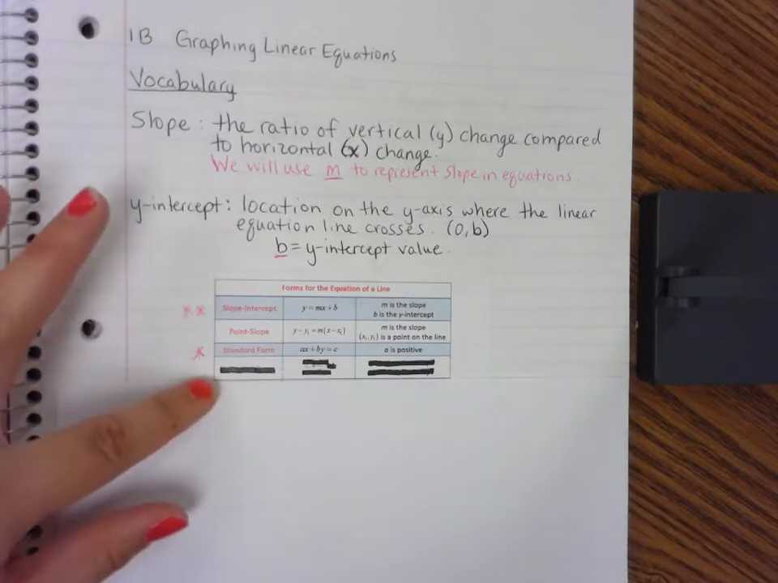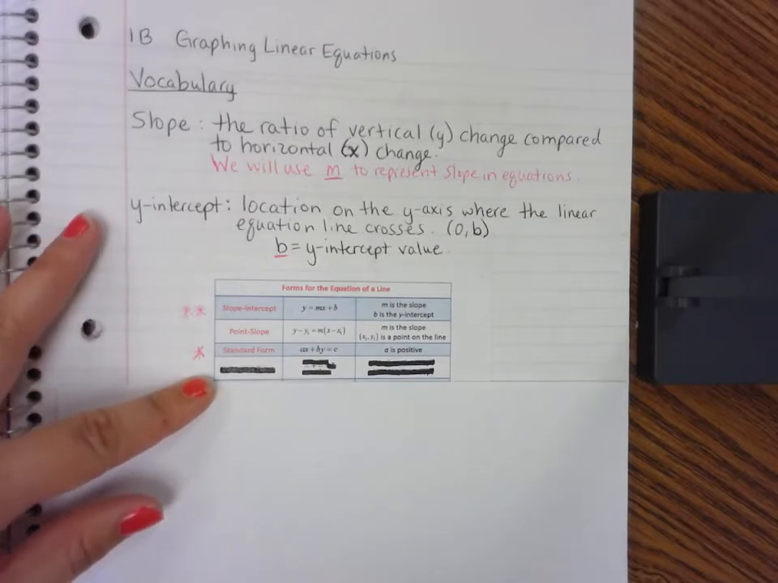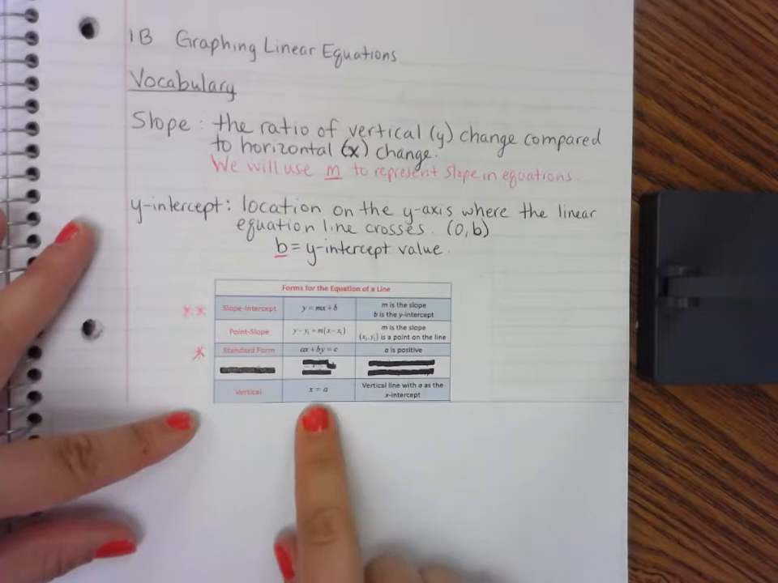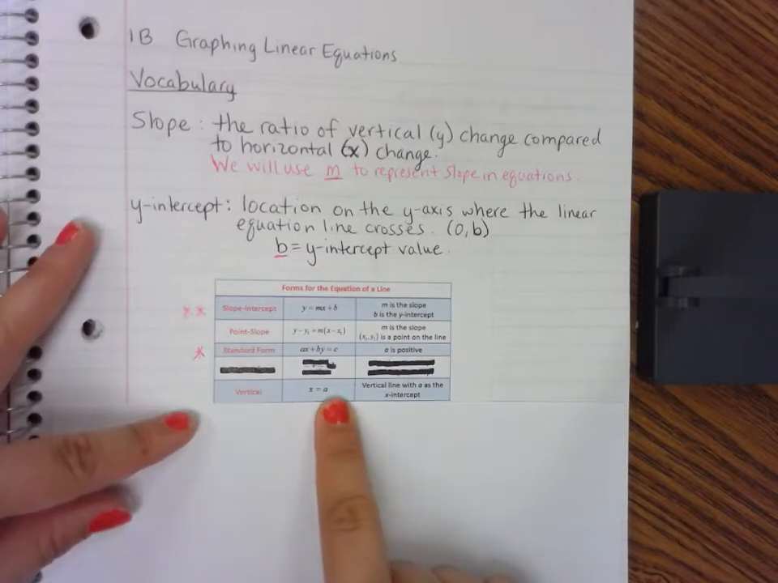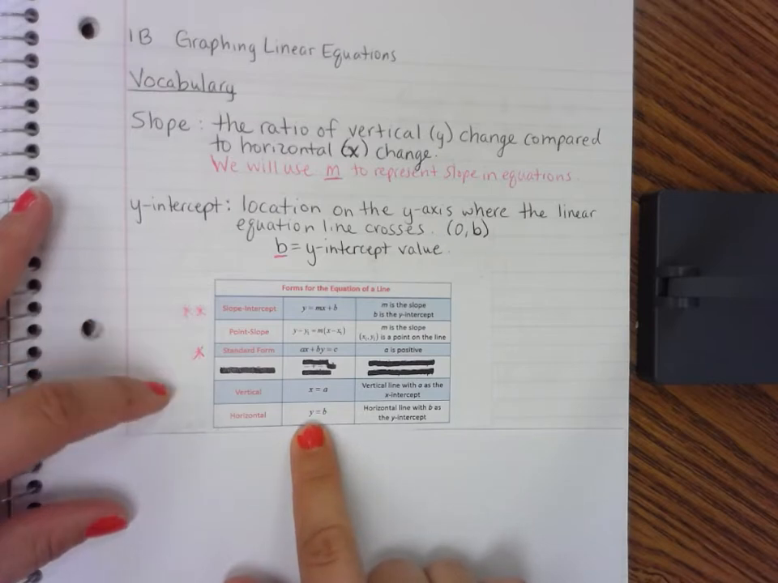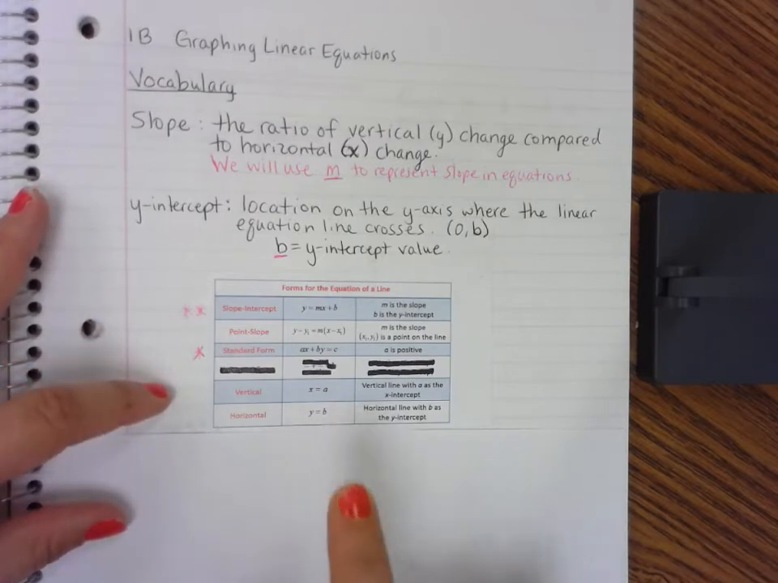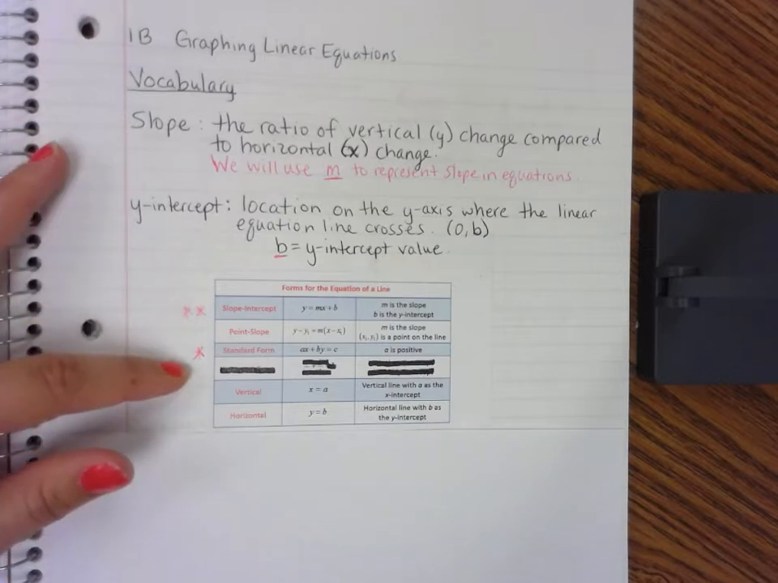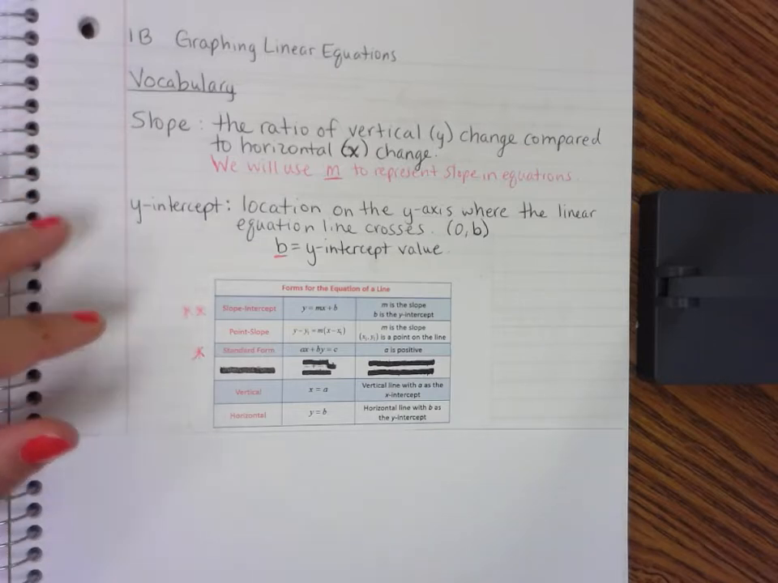You can go ahead and cross off the fourth one. We don't need that. And we want to remember that all vertical lines have the form x equals a number, and all horizontal lines have the equation y equals a number. Now, I have starred the first one and I have starred the third one. Those are the two that we're going to take a look at today.